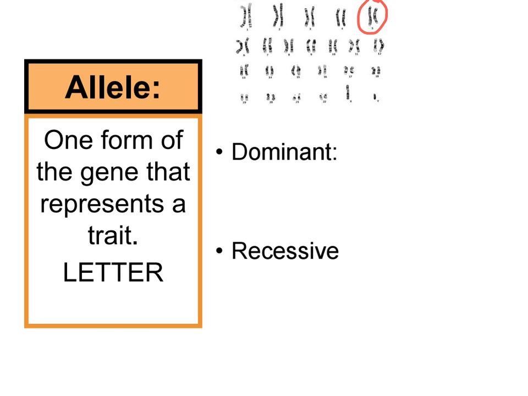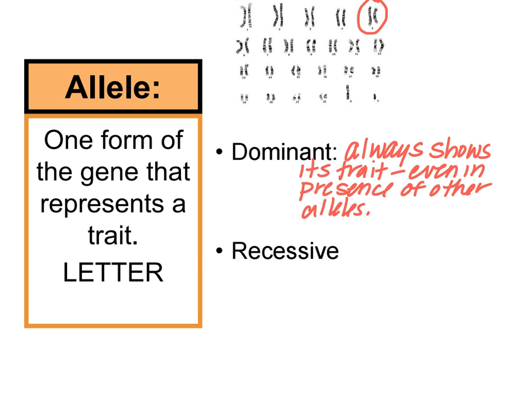Each homologous chromosome carries a version of the gene. In genetics, we refer to this as an allele. It is one form of the gene that represents a trait and is usually shown as a letter. Most genes have two different types of alleles. The first is referred to as a dominant allele. The dominant allele is always on. It always produces the protein that makes the trait, even if there are other alleles present.